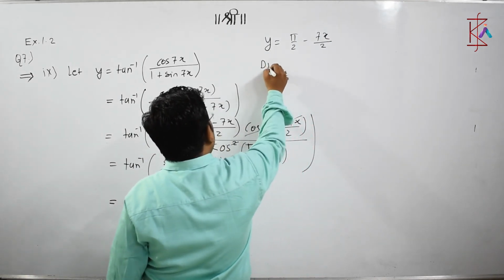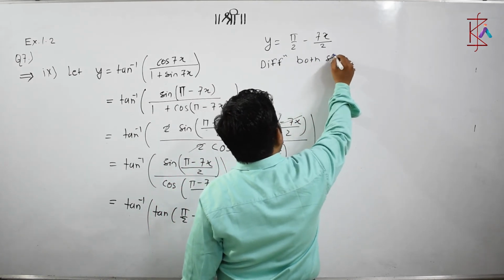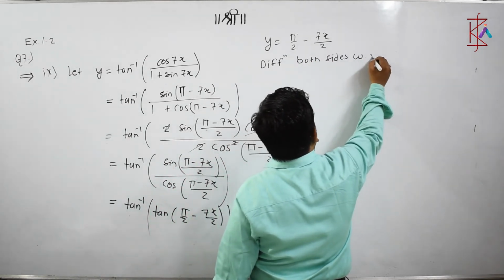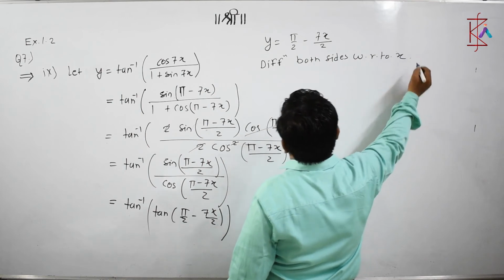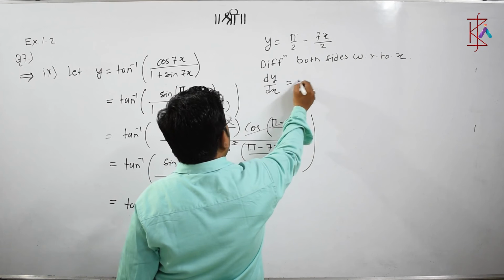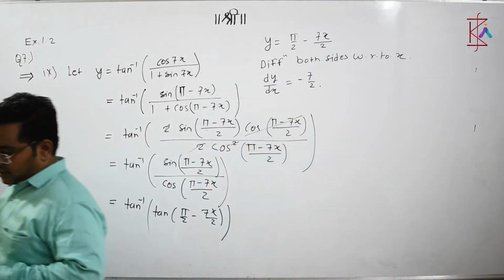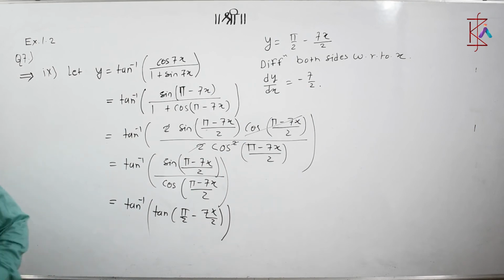So differentiating both sides with respect to x, what will we get? dy upon dx is equal to minus 7 by 2. Just check the answer whether we are correct or wrong. Yes, we are correct.